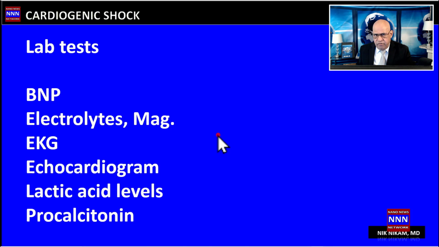Lab tests, you're all familiar with ordering lab tests. I don't need to overemphasize. We need to check the BNP, electrolytes, magnesium, troponins, and of course echocardiogram is going to be the key factor in determining the left ventricular size, the extent of the myocardial damage, the left ventricular ejection fraction, left atrial pressure, and also right heart pressures. All of these things are going to help us. Lactic acidosis will tell us how much hypoperfusion we have in this given situation.